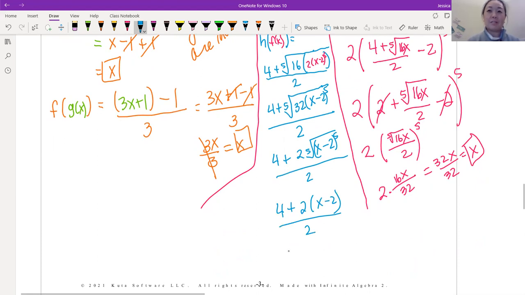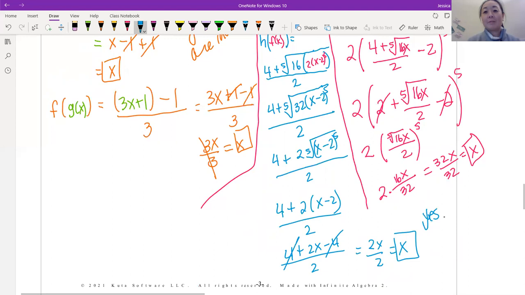I'm going to get rid of those parentheses. So 4 plus 2x minus 4, remember, just distributing over 2. Now, okay, I can do this. So 2x over 2, which we get as x. What? Yep. Begrudgingly, I'm going to say, yes, they are inverses. Just like that. That's what happens when you judge a function by its cover.